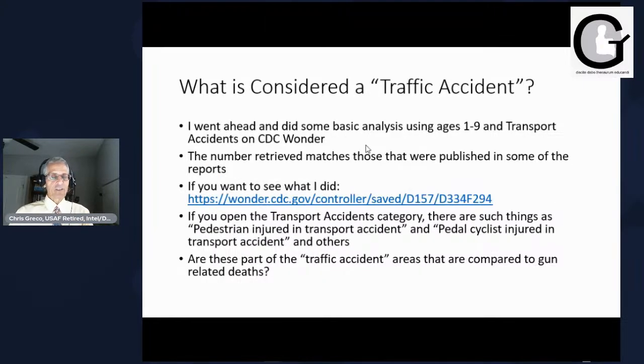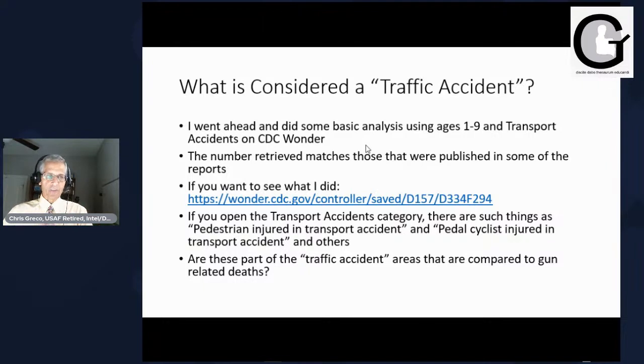Now we consider when they said we have more firearms deaths than traffic accidents. Okay, what is a traffic accident? You have to define that. I went ahead and did some basic analysis using ages 1 to 9 and transport accidents on CDC Wonder. The numbers retrieved match those that were published in some of the reports. If you want to see what I did, just go right there. It will show you exactly the ICD-10 codes I used. It will show you the search aspect, everything.